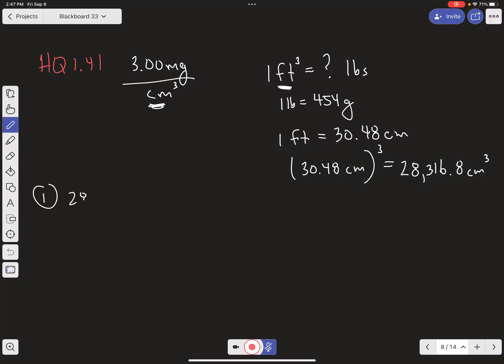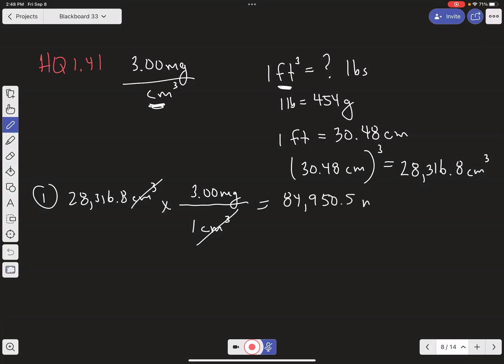So we've got 28,316.8 cubic centimeters. The density tells me for every cubic centimeter, I need 3 milligrams. So cubic centimeters cancel out, and we multiply by 3 to get about 84,950 milligrams. Eventually we want to get to pounds. I know I can go from milligrams to grams and then grams to pounds.